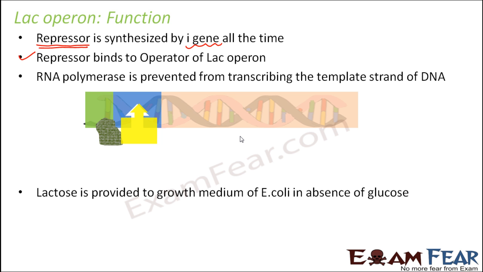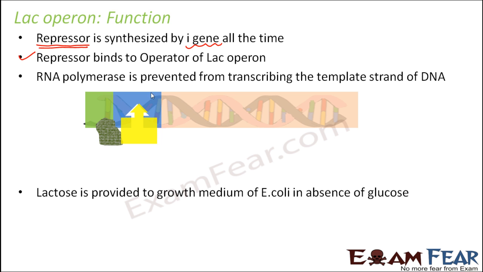In that case, lactose can be provided to the growth medium of E. coli. When lactose is provided to the growth medium of E. coli, what do we want? We want lactose to enter inside the cell of E. coli. So how will lactose enter? For this situation, the enzyme permease, which we were talking about, increases the permeability of the cell for entry of lactose, and that is how transport of lactose into the cell takes place.